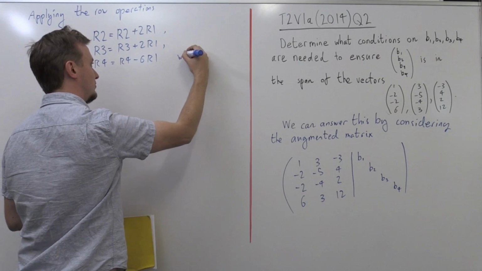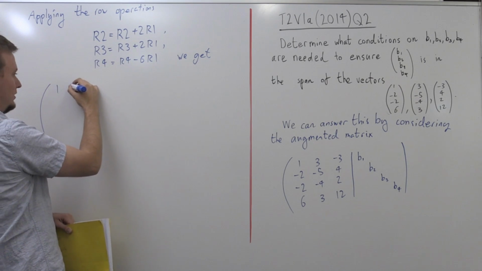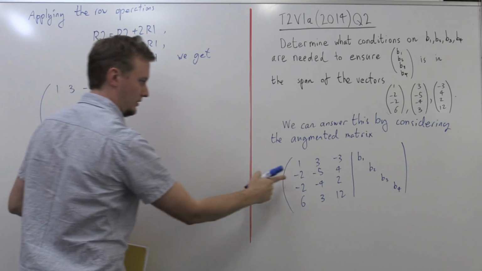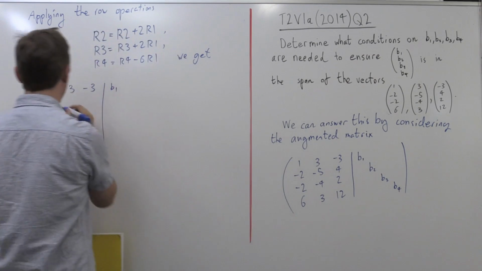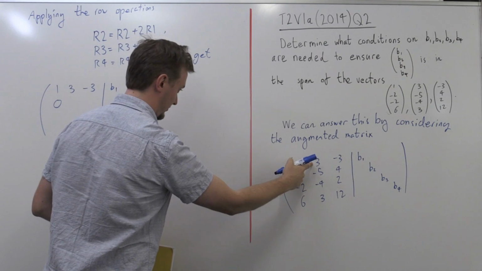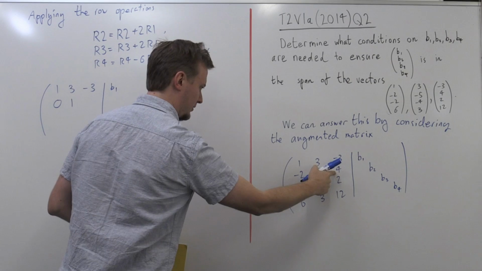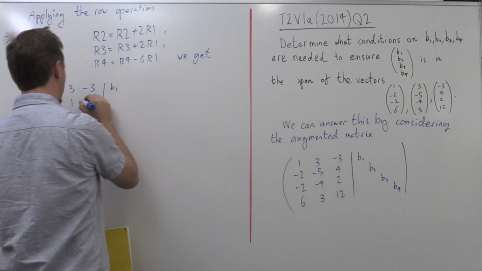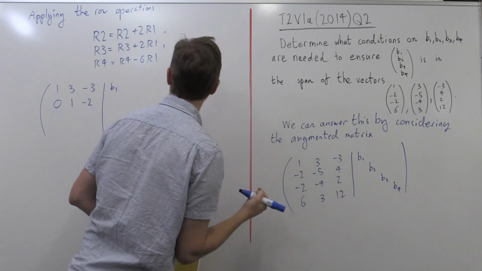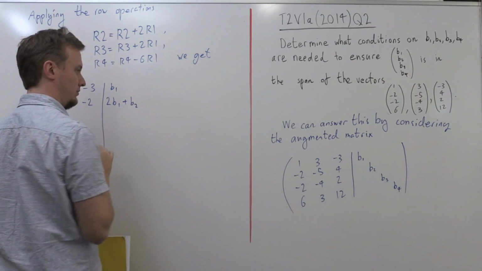So applying these row operations, we get, so what do we have? Here's my augmented matrix. I have the 1, 3, minus 3, B1. Alright, so minus 2 plus 2, and it's 0. That was the whole point. I have a minus 5. That's going to become a plus 6. So minus 5 plus 6 is 1. A 4. This becomes a minus 6. 4 minus 6 is minus 2. And here I'm taking B2 and I'm adding on twice B1. So I would write that as 2B1 plus B2. I just find it easier to read that way.